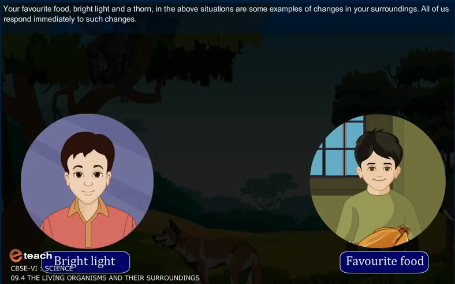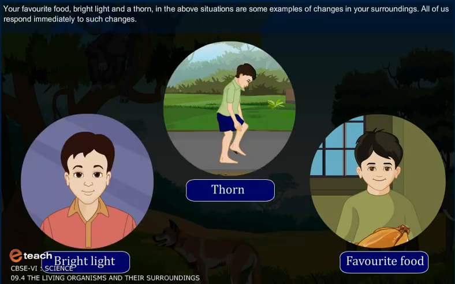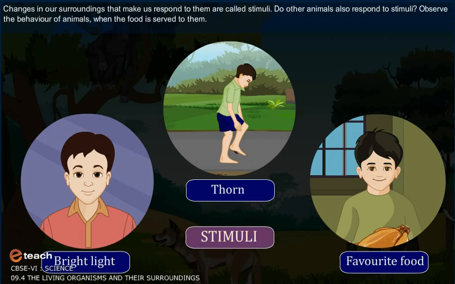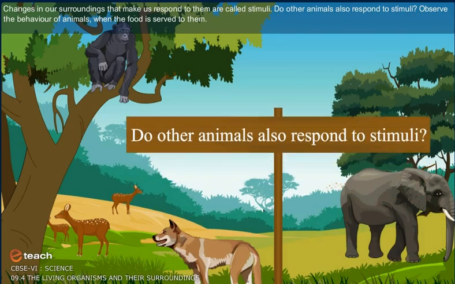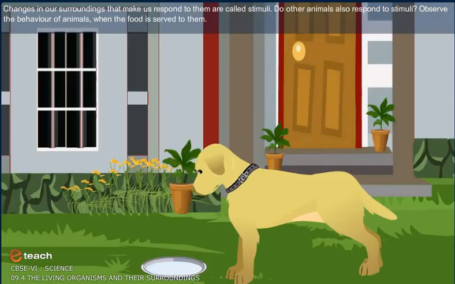Your favorite food, bright light, and a thorn in the above situations are some examples of changes in your surroundings. All of us respond immediately to such changes. Changes in our surroundings that make us respond to them are called stimuli. Do other animals also respond to stimuli?